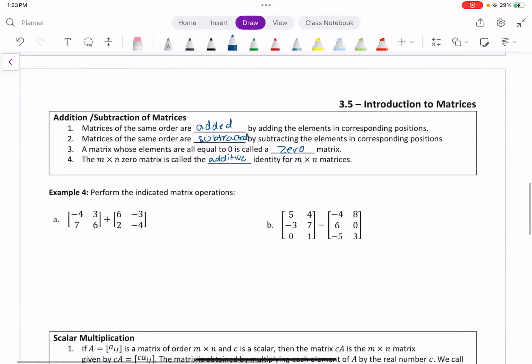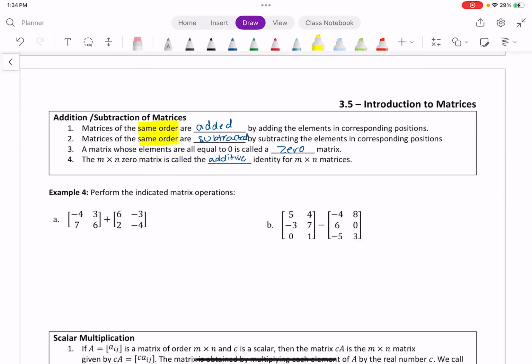Let's do some operations. Addition, subtraction of matrices. Matrices of the same order, that means the same size, are added by adding the elements in corresponding positions. Matrices of the same order can be subtracted by subtracting the elements in corresponding positions. A matrix whose elements are all equal to 0 is called a zero matrix, and the m by n zero matrix is called the additive identity for m by n matrices.